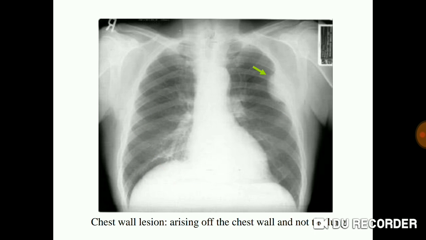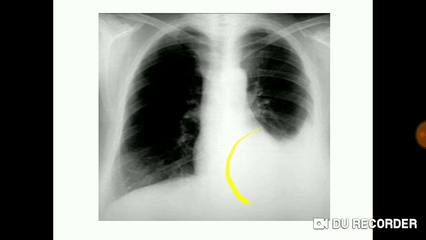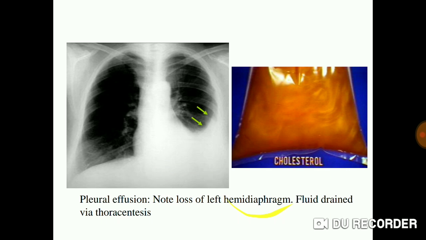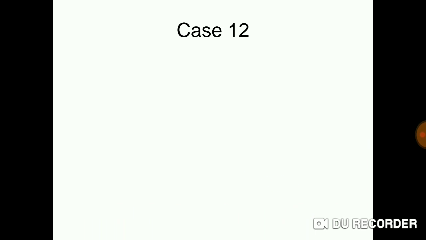Chest wall lesion, this one. Arising from the chest wall and not the lung. Case 11. Pleural effusion. Note loss of left hemidiaphragm, fluid drained via thoracentesis. Thoracentesis, you can see. Case 12.